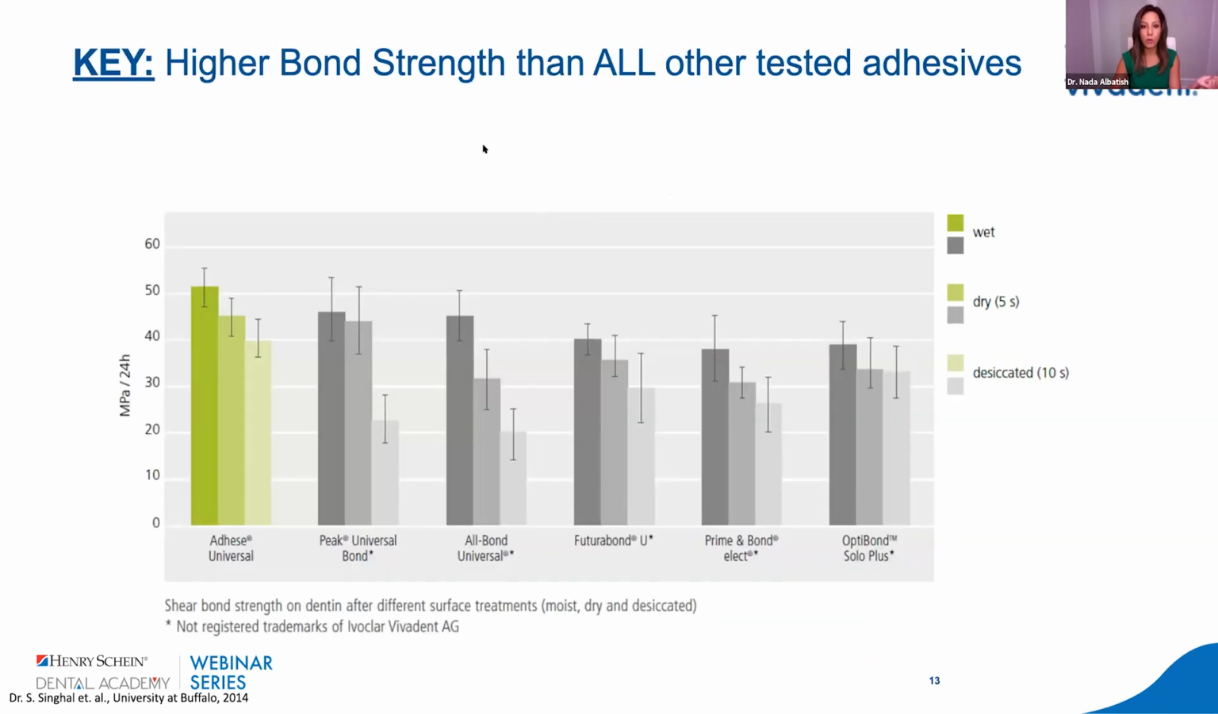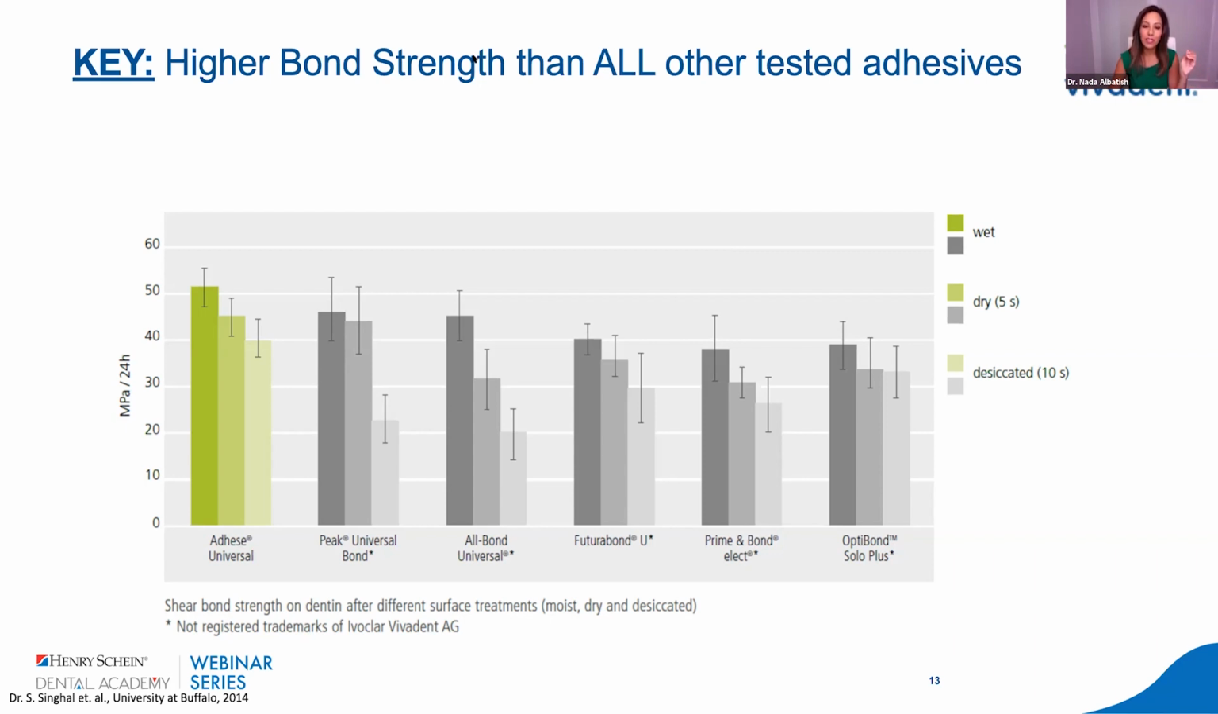So really important that I want you to know, and this is really key about Adhese Universal, there are studies that test bonding agents against each other. And in this study, we're able to see that Adhese Universal has a higher bond strength than all other tested adhesives that are in the same category. It was tested on wet dentin, dry dentin, and desiccated dentin. And you really want dry dentin that's not overly dry, so slightly moist. That's the ideal consistency for you to be placing your adhesive on.